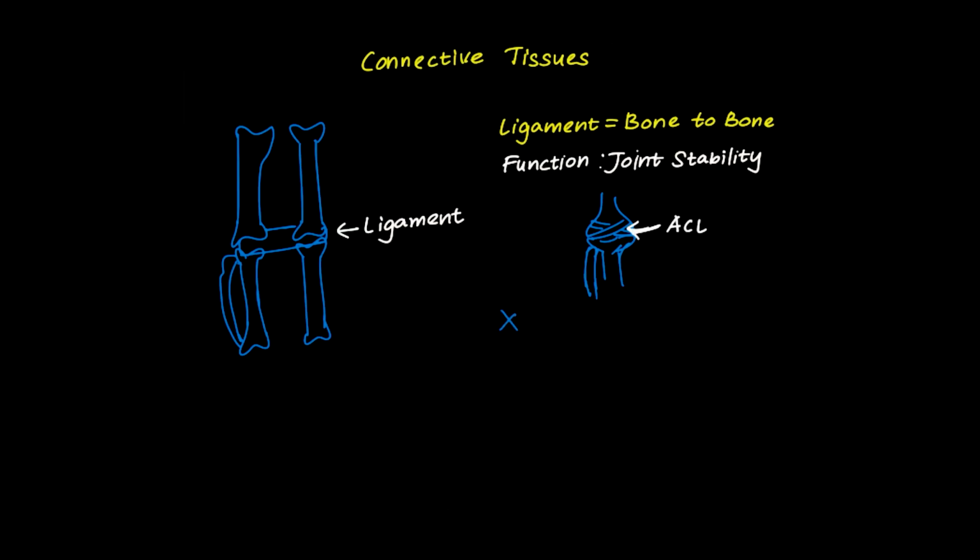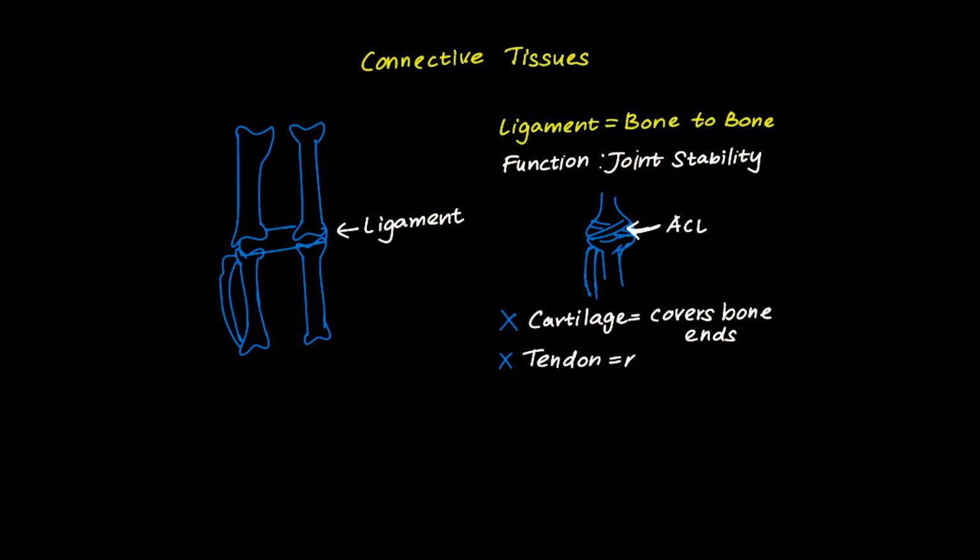Now, cartilage covers bone ends to prevent friction, so that's not right here. Tendons connect muscles to bones. They help you move, but they don't stabilize joints by binding bones together. Striated muscle is skeletal muscle that moves your body, not the tissue keeping bones linked.